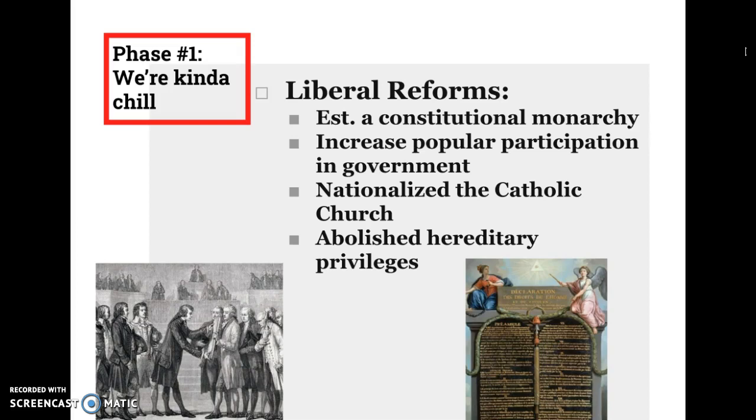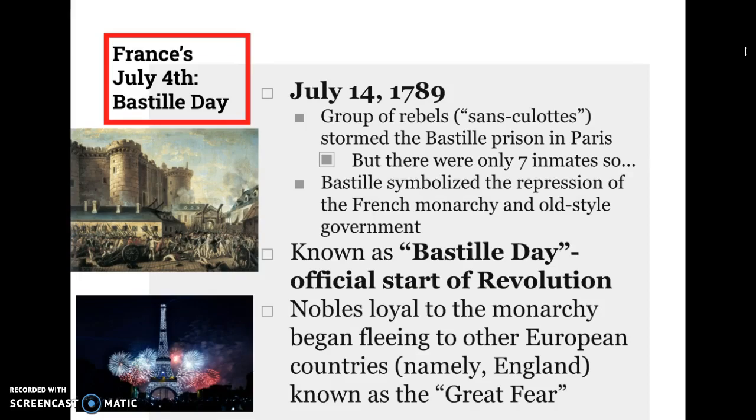And I also feel like if Louis XVI had just gotten on board here, it would have been fine, but I digress. So phase one instituted a lot of liberal reforms. They established a constitutional monarchy in France, so they tried to work things out with Louis XVI, increase popular participation, nationalize the Catholic Church, and abolish those ancient hereditary privileges that had been in France for a long time.